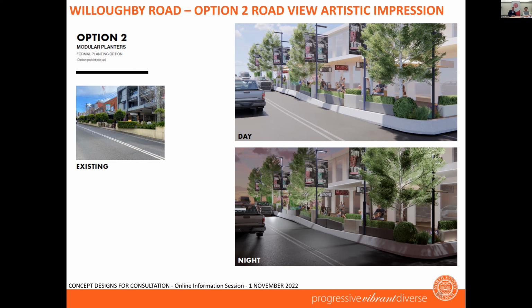This is option 2, so this is the more modular design. Again, just showing you how some of those key streetscape elements work, the key ones being the light poles, the mature trees, and also the design of the separation, the modular separation between Willoughby Road and the outdoor dining areas.